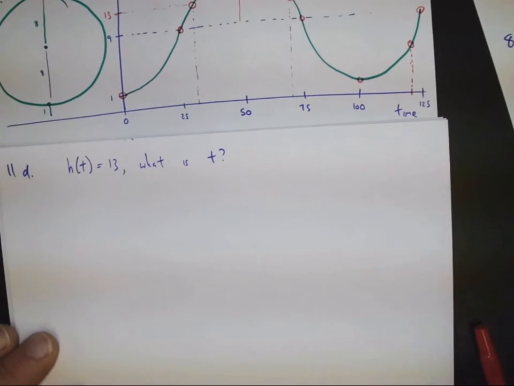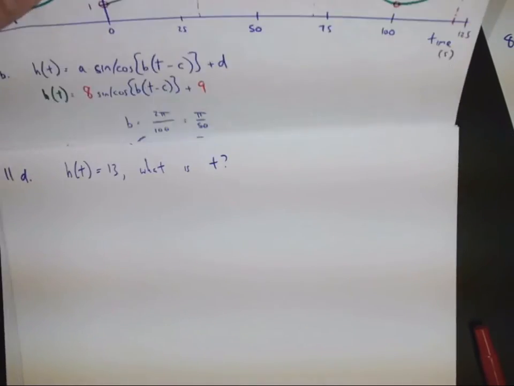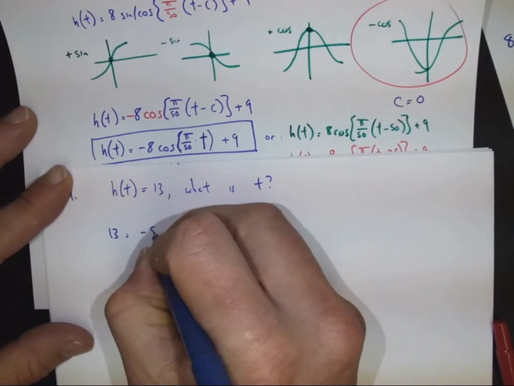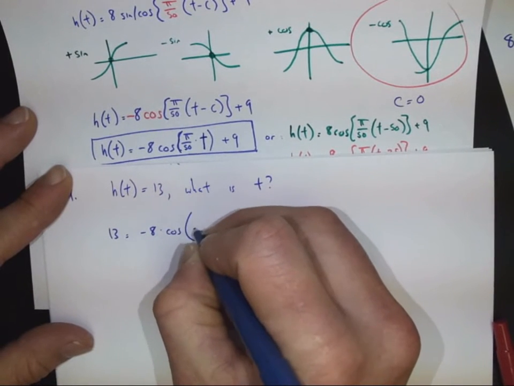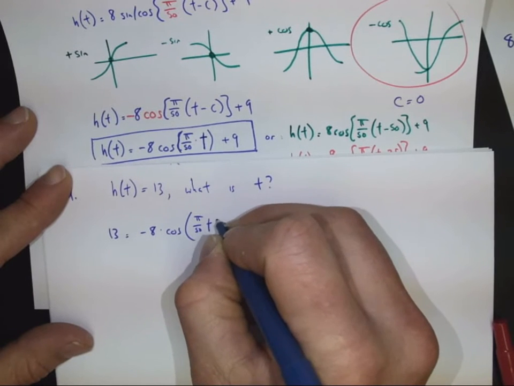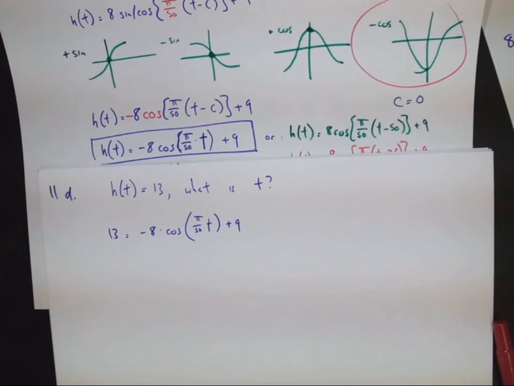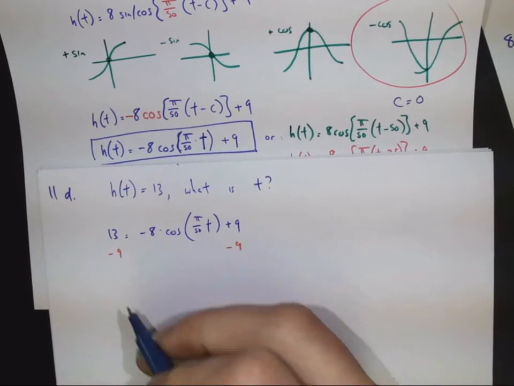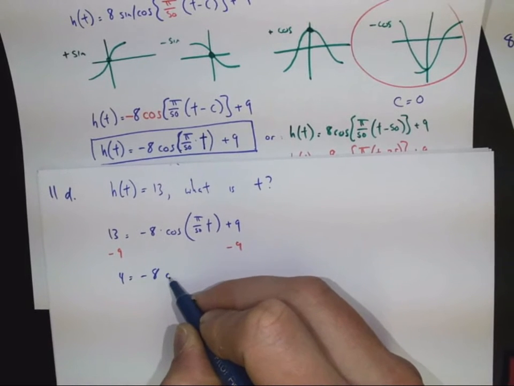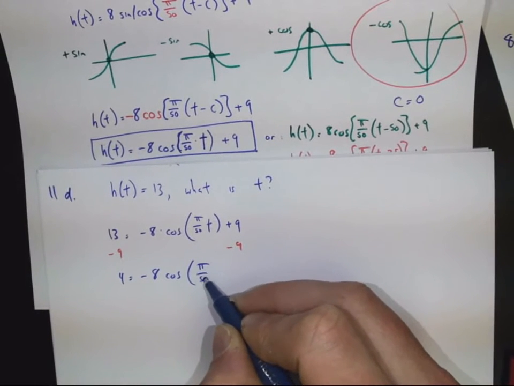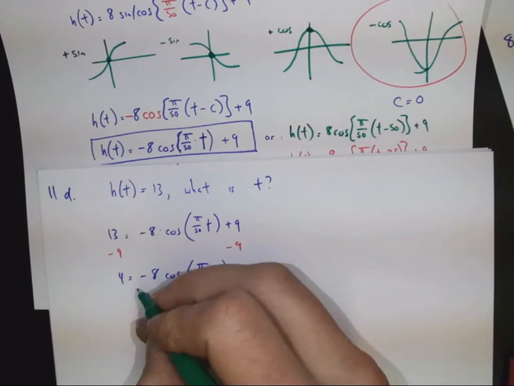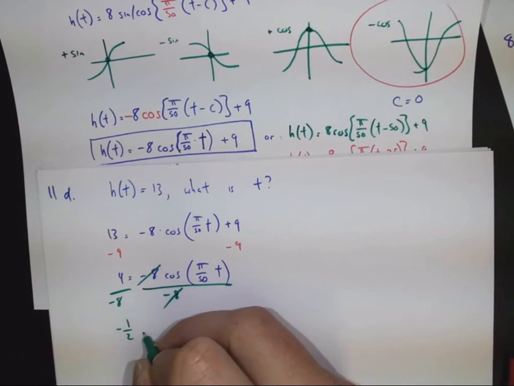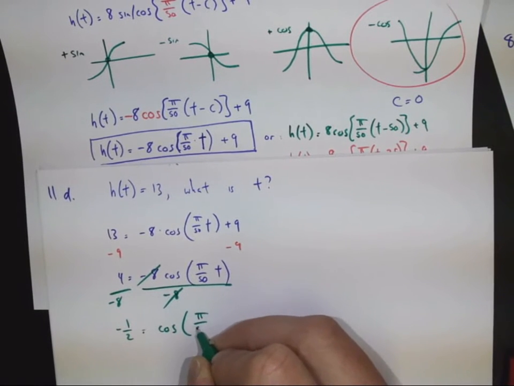So to do this, we use our formula, and we just punch in 13 for our output. So I'm going to put 13 in here is equal to negative 8 times the cosine of pi by 50 t plus 9. The first thing I'll do is take away 9 from both sides. 4 is equal to negative 8 cosine pi over 50 t, and we'll divide by negative 8. We get negative a half is equal to cosine of pi over 50 times t.